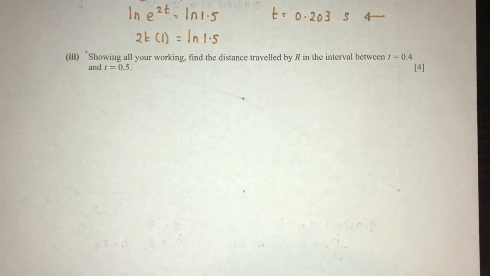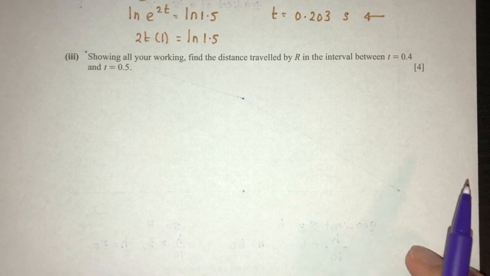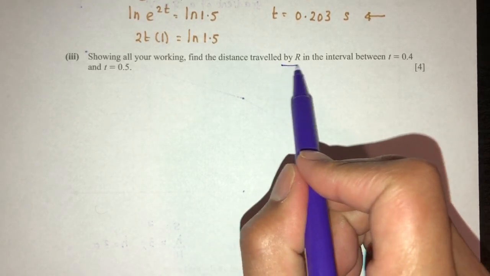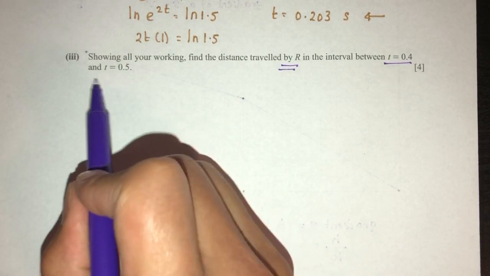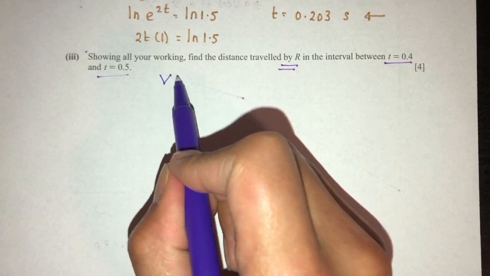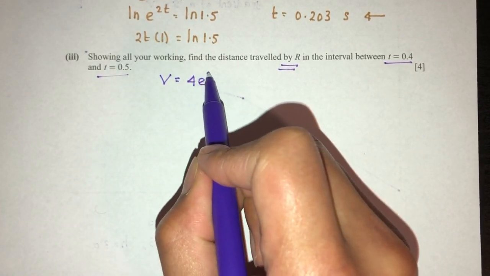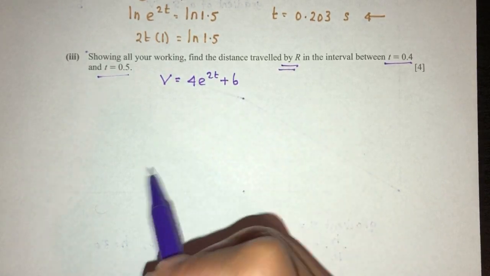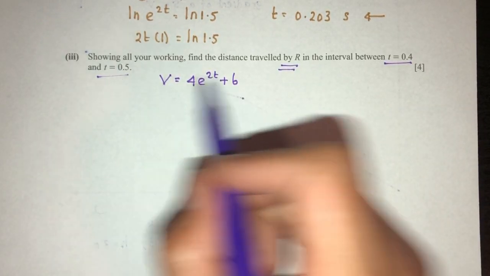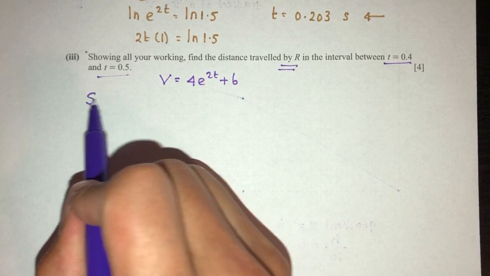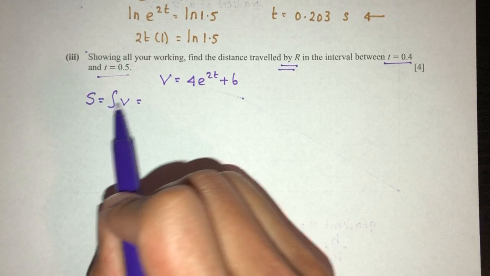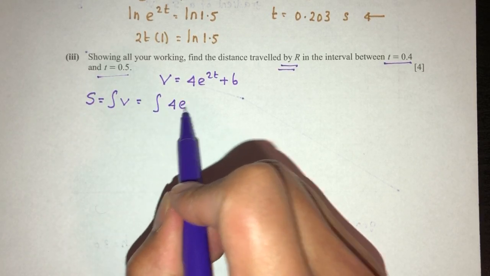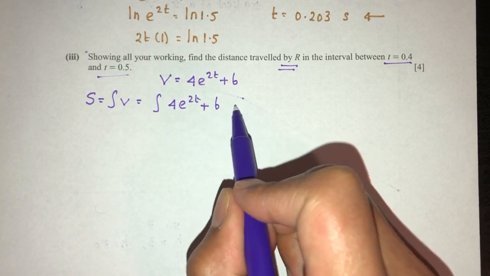Now moving on to part 3, showing all your working, find the distance traveled by R. So how would you find the distance traveled by R? Let me check. So between this interval and this interval. So here we only have v is equal to 4 exponential 2 power t plus 6. So we know that displacement is equal to what? So s is displacement, it is the integration of v. So first we have to find that. That will be 4 exponential 2t plus 6 with respect to t.